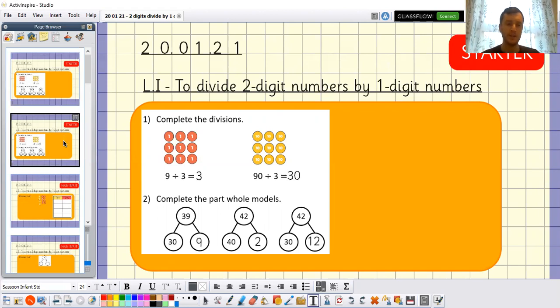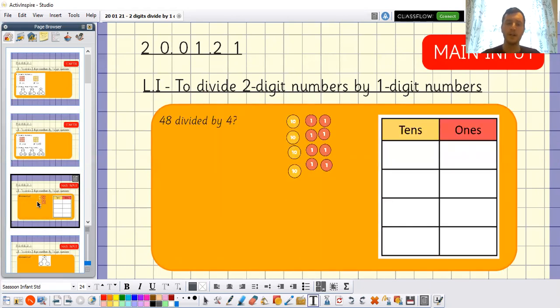So let's look at those answers. 9 divided by 3 is equal to 3. So 90 divided by 3 is equal to 30. 39 partitions into 30 and 9. 42 partitions into 40 and 2. And 42 partitions here into 30 and 12. If one part is 30, 30 plus 12 will get us to 42.